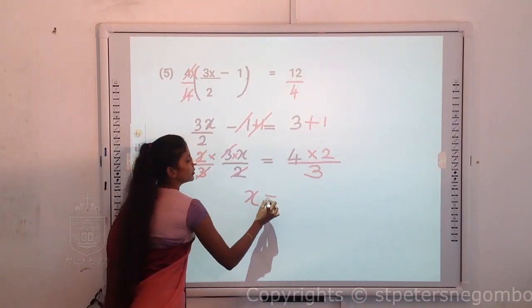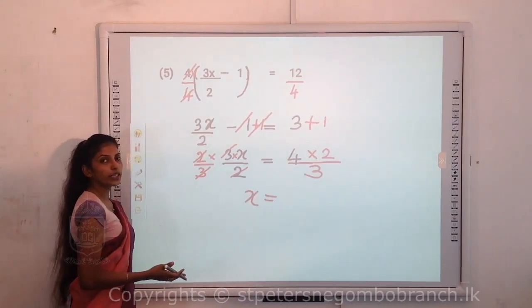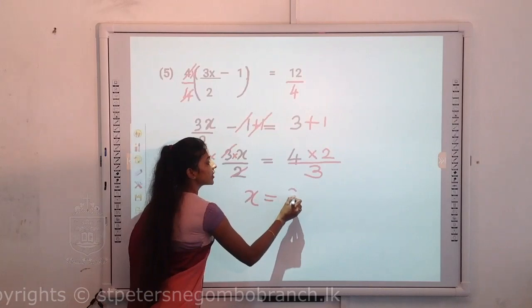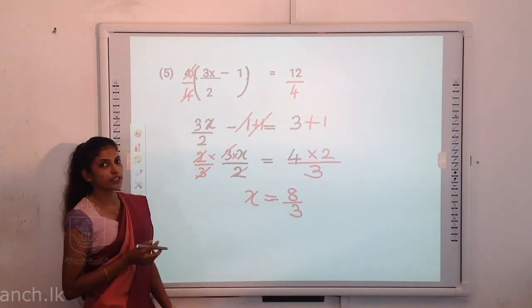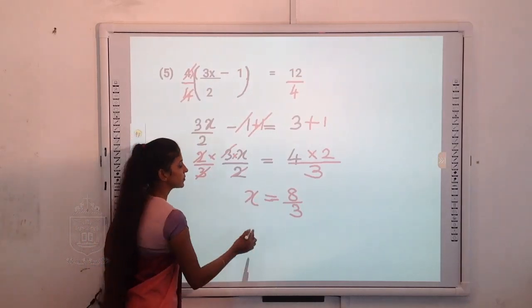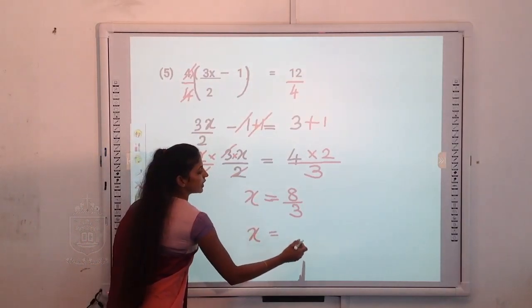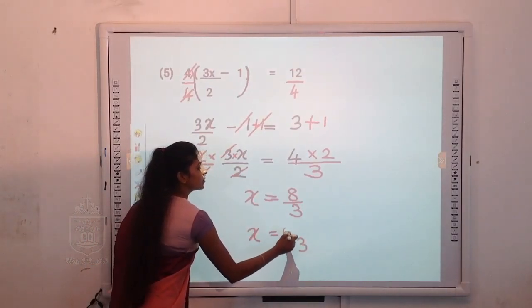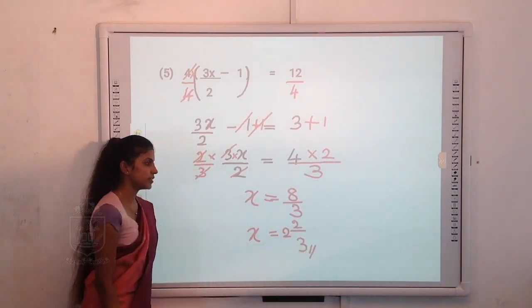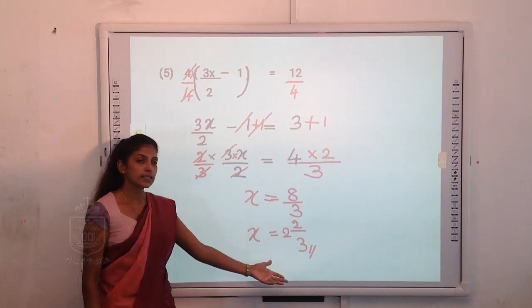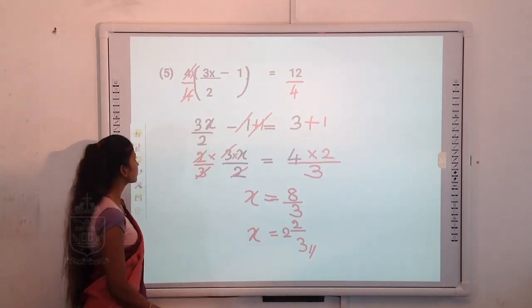X. You have to simplify this part. 4 times 2, 8. 8 divided by 3. Now here you will get an improper fraction. So leave it as a mixed number. So we can leave the answer like 3 times 2, 6, 6 plus 2, the answer is 8 over 3. Otherwise you have to take the decimal. But let's keep it as a mixed number.